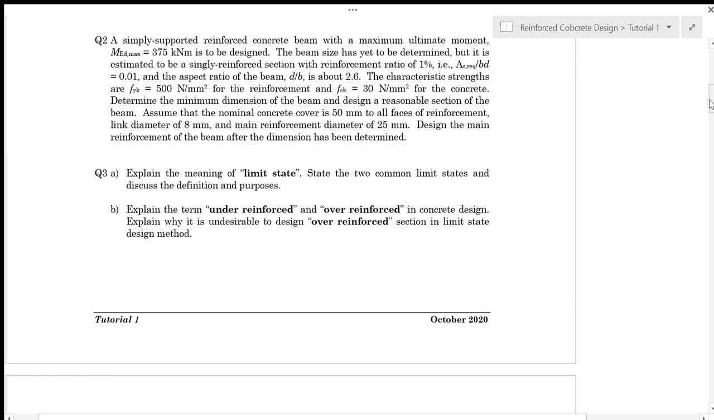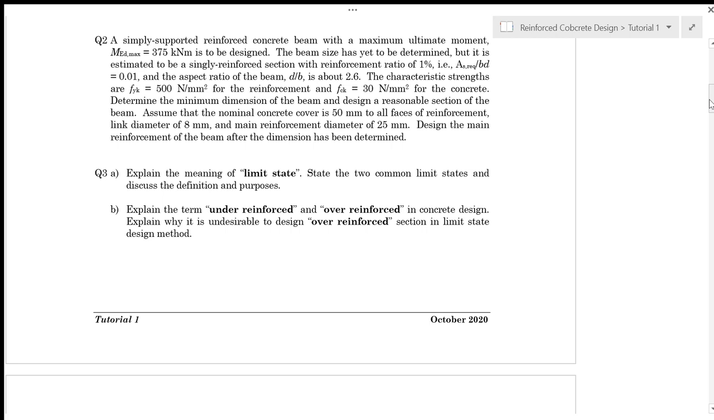The next question that we look at is question 2. A simply supported reinforced concrete beam with a maximum ultimate moment MEd,max equal to 375 kNm is to be designed. The beam size has yet to be determined, so you don't know what beam size you are going to use. But it is estimated to be a singly reinforced section with a reinforcement ratio of 1%.